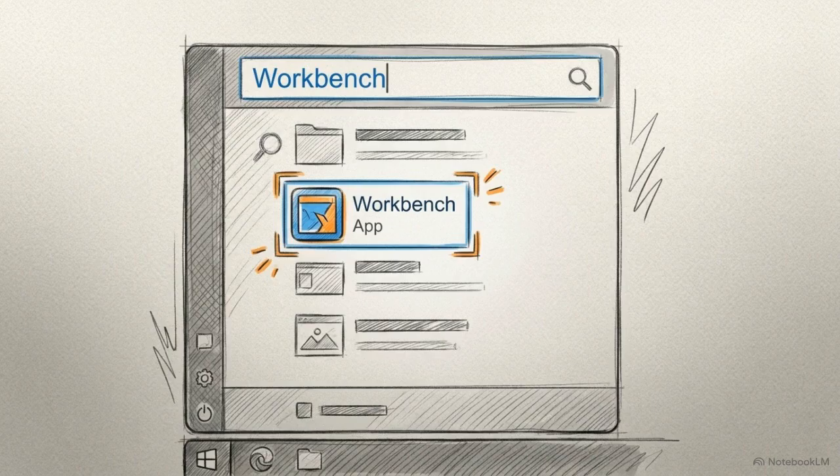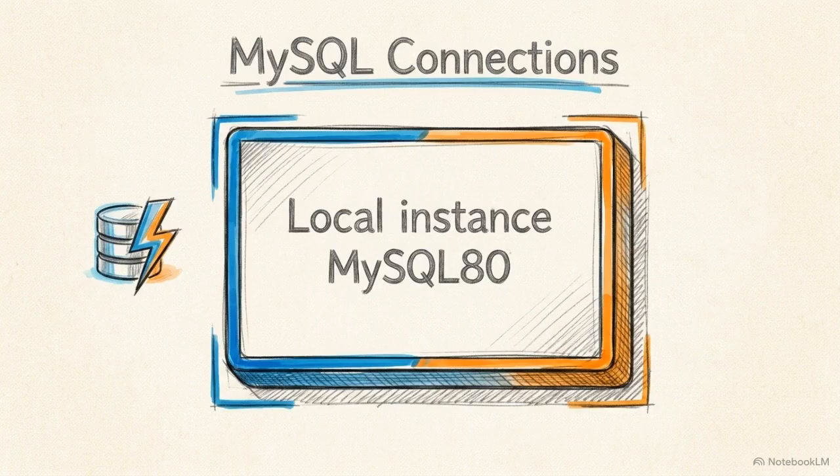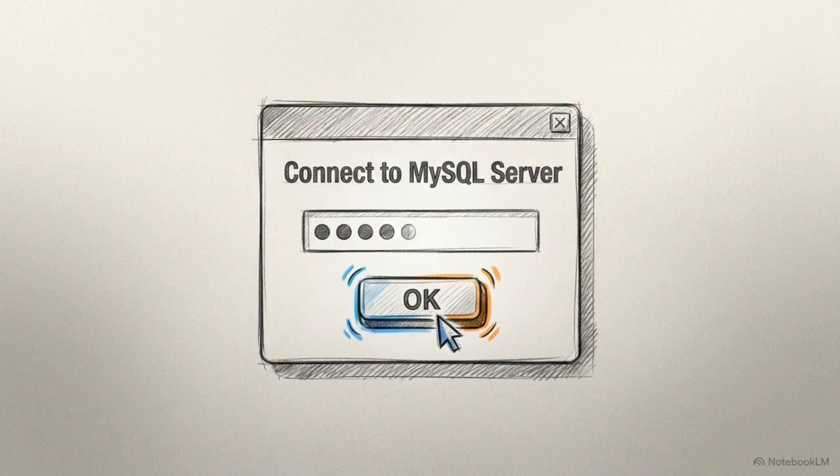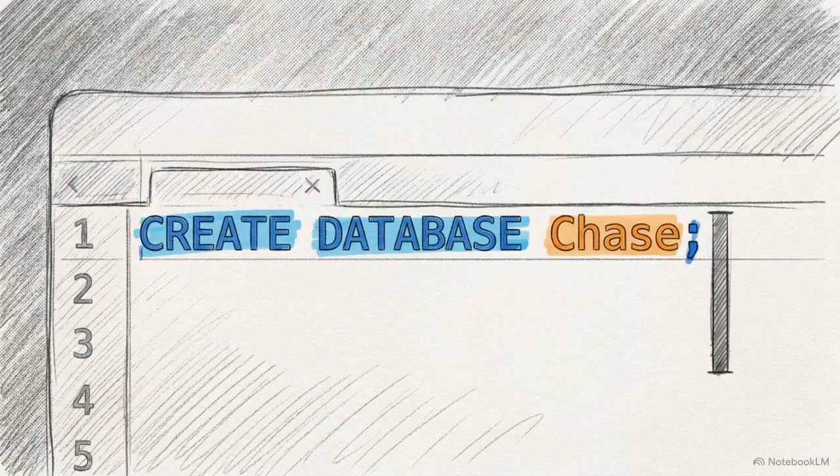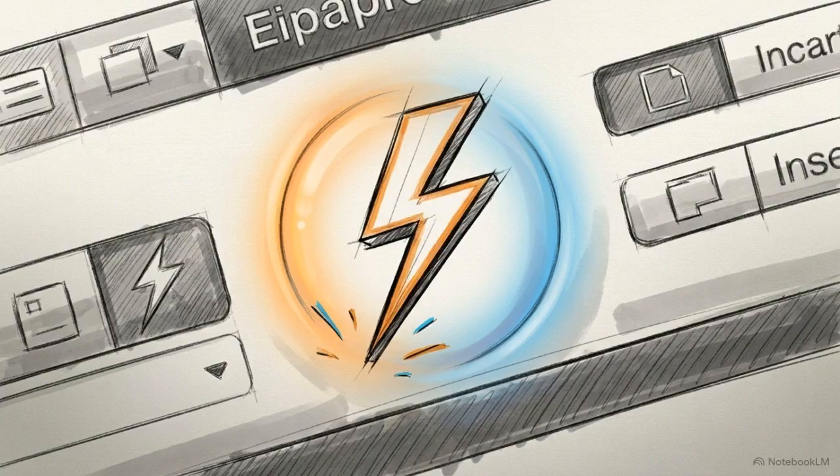Then manually open MySQL Workbench from your Start menu. To connect to the server, click the Local Instance box and enter the root password you just created. When the blank query editor opens, you have successfully established the connection between the graphical interface and the database engine. Let's write your first command. Type Create Database Chase into the editor. To run the code, click the lightning bolt icon on the top toolbar.